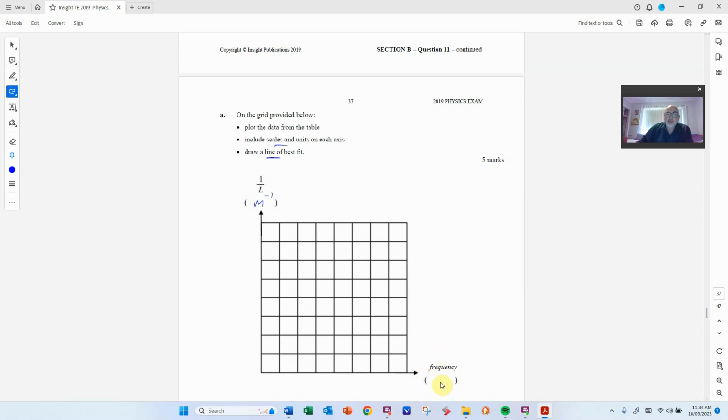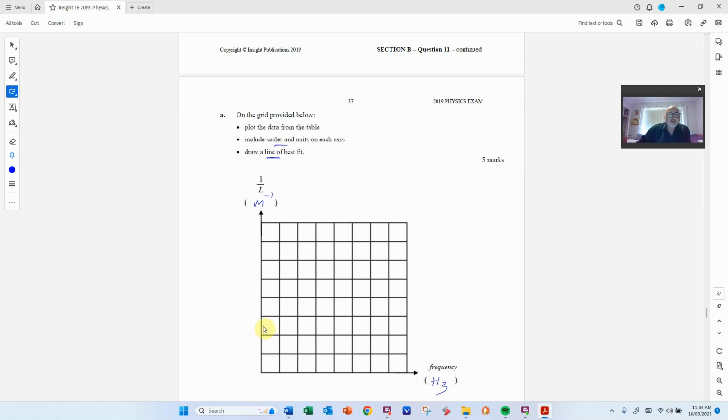Frequency we already know is measured in hertz. Right, so looking at this then, trying to find where the data is. That's okay. Where is the data? Sorry. 1 over L goes up to a maximum of about 7.